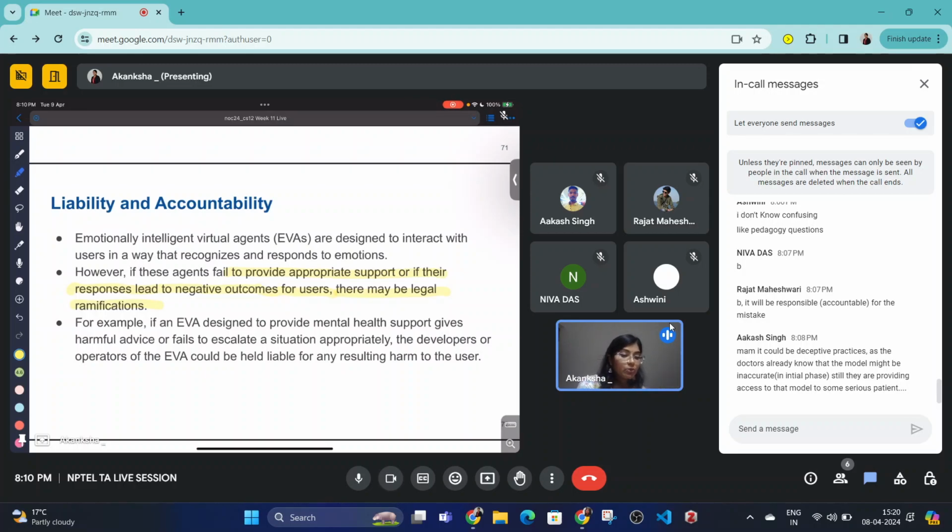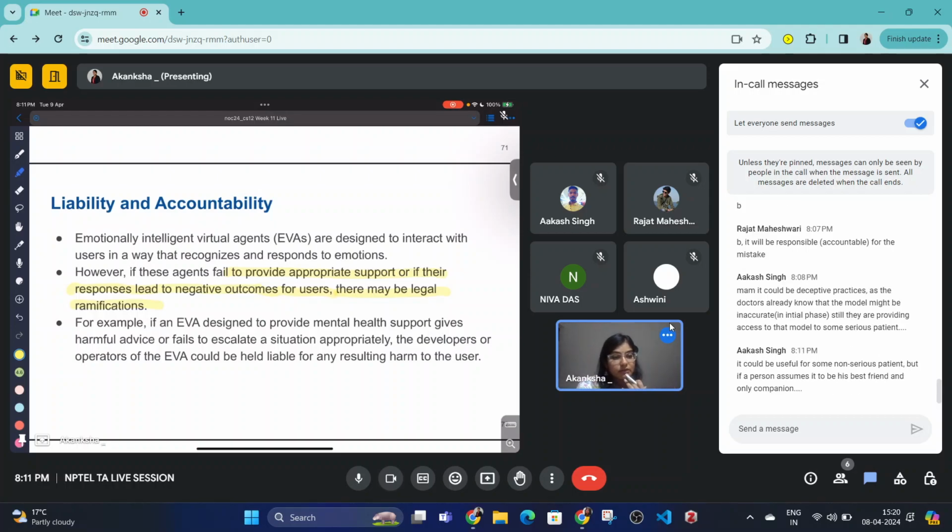Here we are more about the legal concerns. Like, what if a patient hurt themselves? It could be useful for some non-serious patient, but if a person assumes it to be his best friend and only companion, it's more like inside of that patient only. Like, it's not by a doctor that is being done. Deception is not caused by somebody else. I don't know if I'm able to convey my point or not.